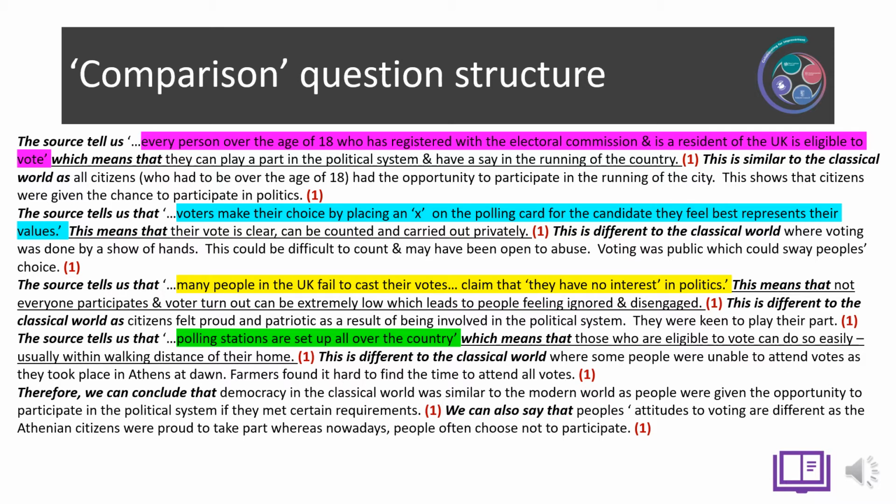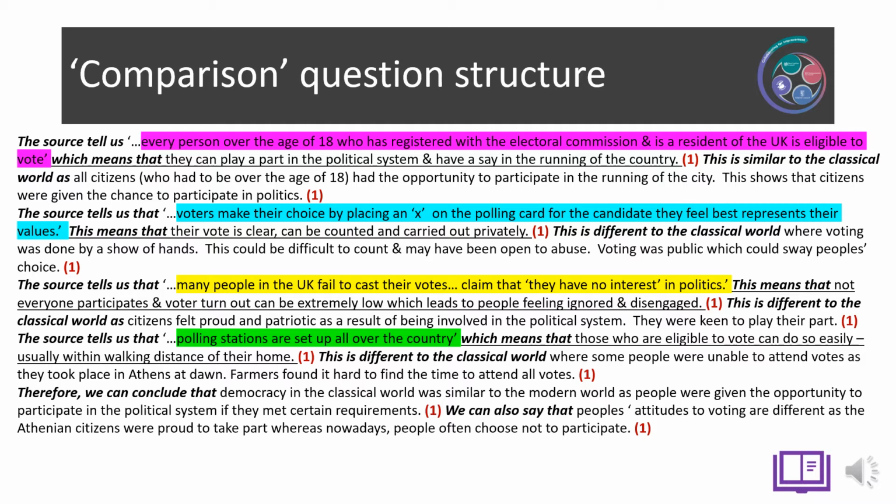The source tells us every person over the age of 18 who is registered with the Electoral Commission and is a resident of the UK is eligible to vote, which means that they can play a part in the political system and have a say in the running of the country. This would gain 1 mark.